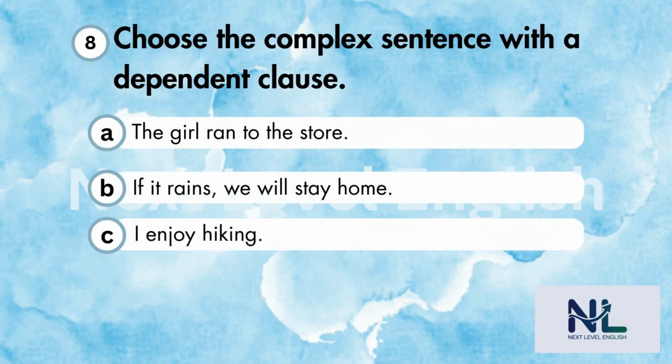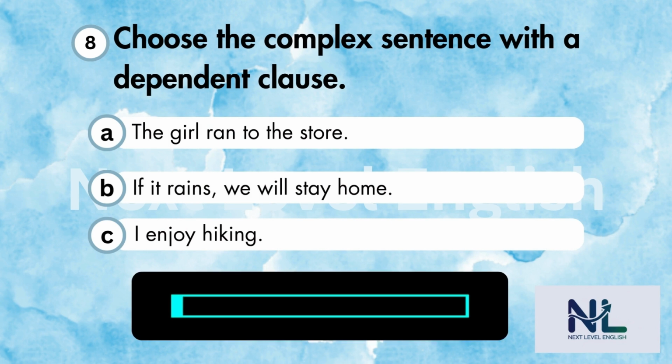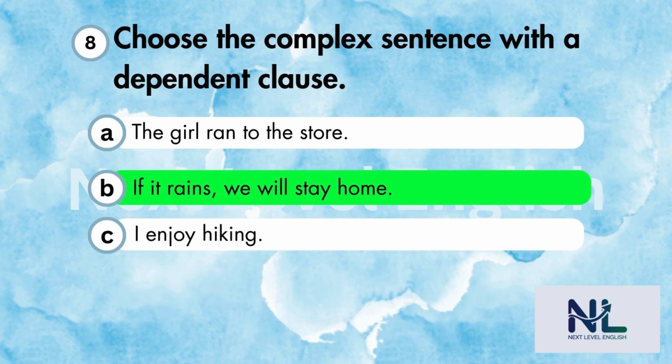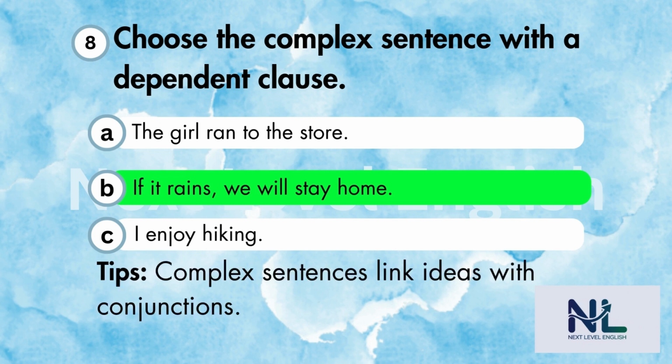8. Choose the complex sentence with a dependent clause. If it rains, we will stay home. Tips: complex sentences link ideas with conjunctions.